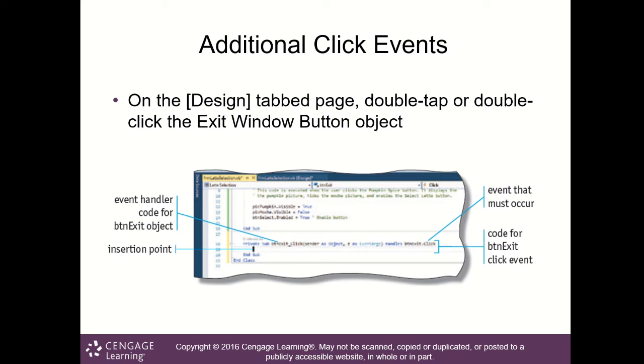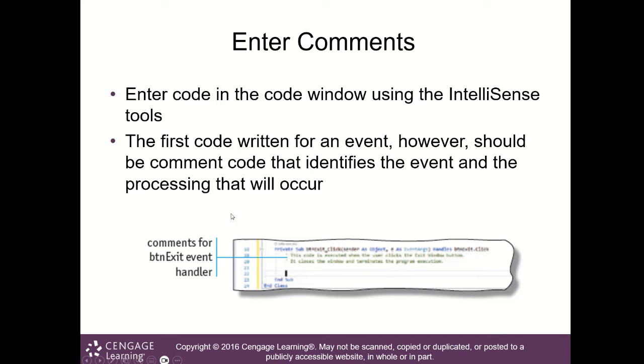You want to add some functionality, some event, to a button, double click it on your mockup. It will generate the code for you. We have seen it before, we are seeing it now as well. So then you enter the comments. The first code written for an event, however, should be comment code that identifies the event and the processing that will occur. It says should be, but you know what?